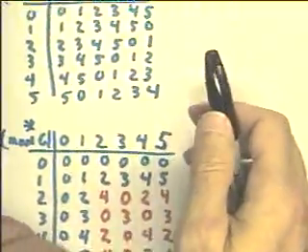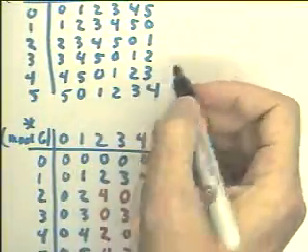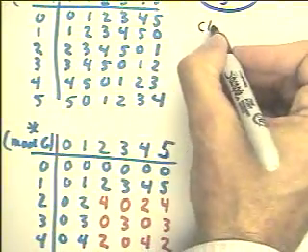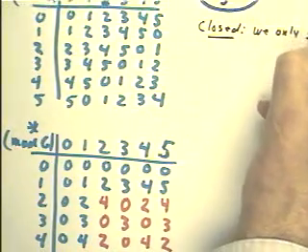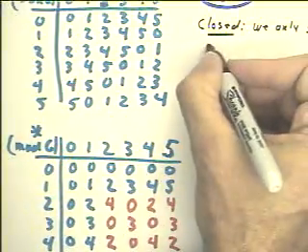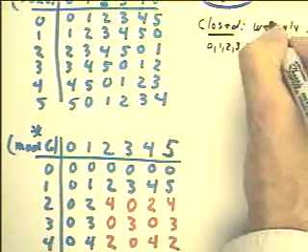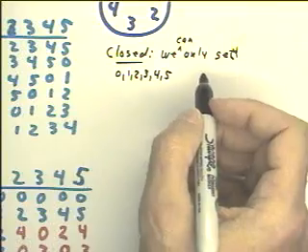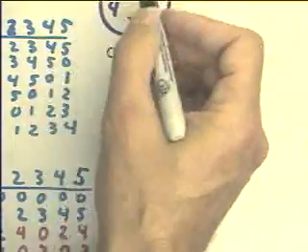We'll use these tables to identify a couple of important properties that operations can have. In the first place, addition or multiplication on a 6-hour clock is closed, meaning we can only get a 0, 1, 2, 3, 4, or 5. The numbers in our original set are the numbers that we get. We can't get anything that doesn't appear on the clock.